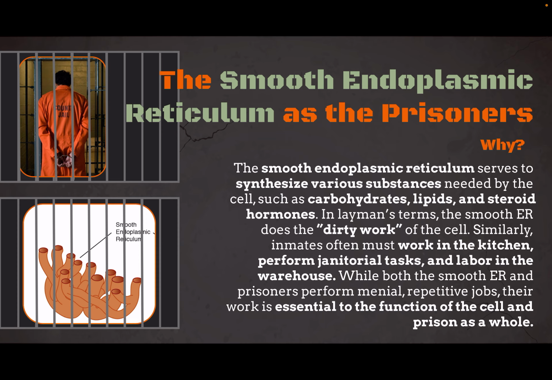Now we have the smooth endoplasmic reticulum as the prisoners. This is because the smooth ER serves to synthesize various substances needed by the cell, such as carbohydrates, lipids, and steroid hormones. In layman's terms, the smooth ER does the dirty work of the cell.